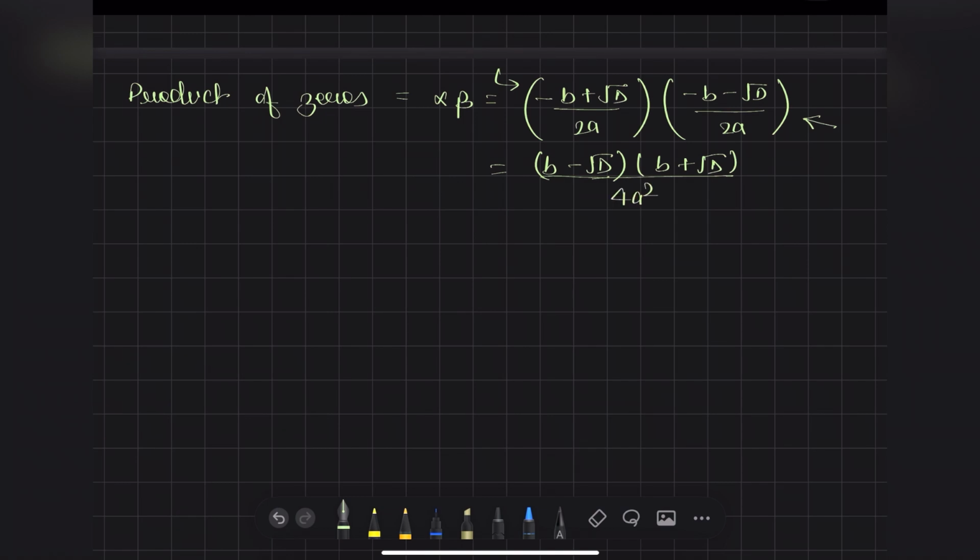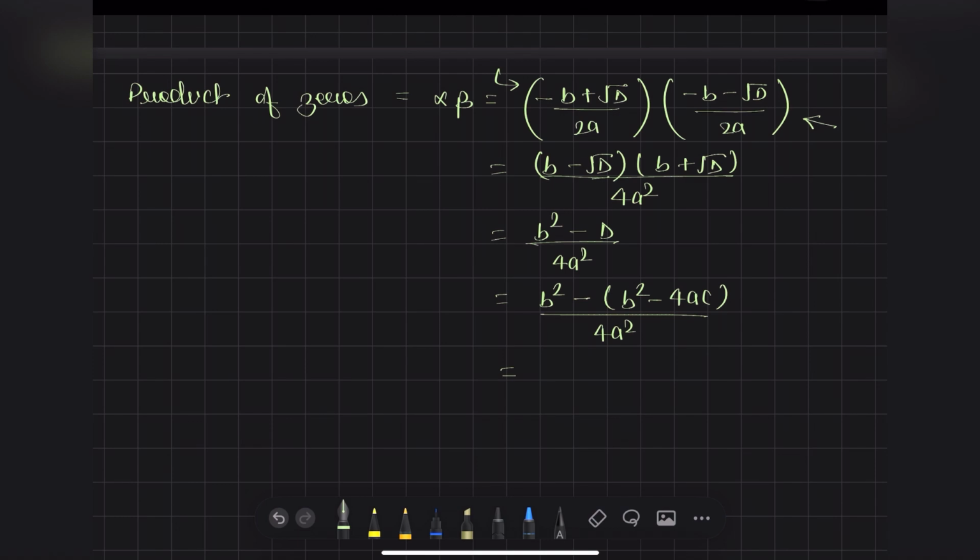Is that okay? Now you can observe that here we have a plus b into a minus b, so it is a square minus b square. So we have b square minus root d square, that is d. So we have 4a square, okay? Now we have b square as b square, and we know that d is b square minus 4ac, over 4a square. Now look at this.